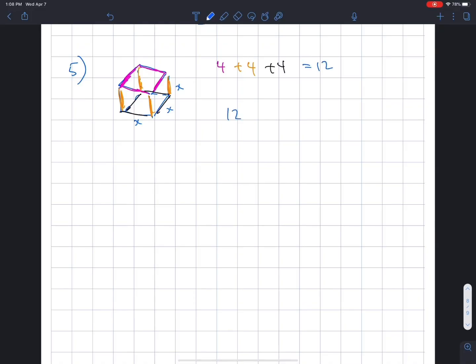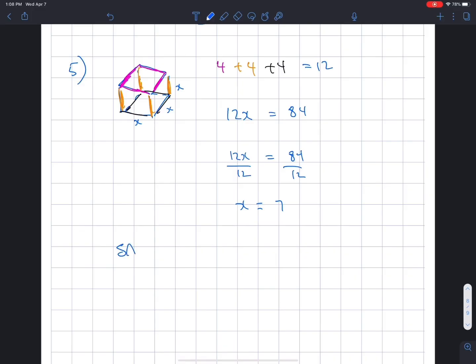So I can say 12 times x, because each edge has a length of x, equals 84. That's what we were told. The sum of all the edges is 84. Now I can find x. Just divide both sides by 12. I get x equals 7.